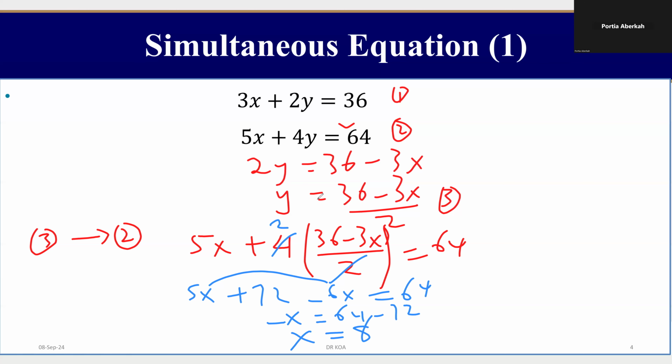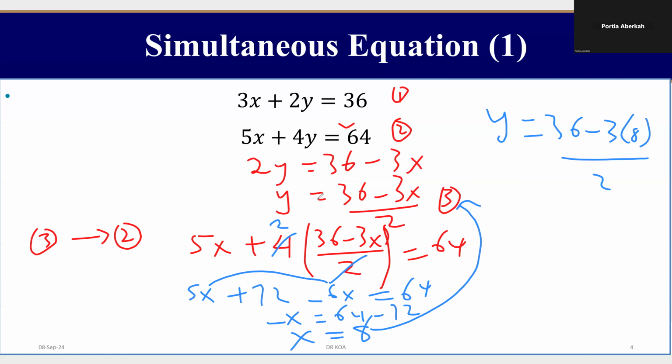Now drop this x back into equation 3. Equation 3 is y equals (36 minus 3x) divided by 2. So instead of the x, you write 8, all divided by 2. 3 times 8 is 24. So you have 36 minus 24, divided by 2. 36 minus 24?